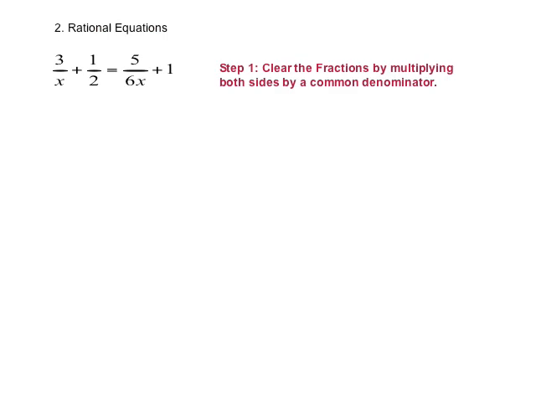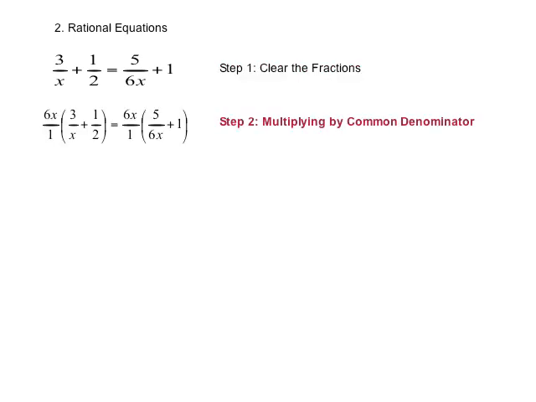So we need to clear the fractions by multiplying both sides by a common denominator. It doesn't need to be the least common denominator, but it's best if you can find the least common denominator. So what is that common denominator in this particular problem? That's right, it's 6x. So we're going to multiply by this 6x, and we're going to reduce as we multiply. Let's just go through it right now before we actually do the reducing.